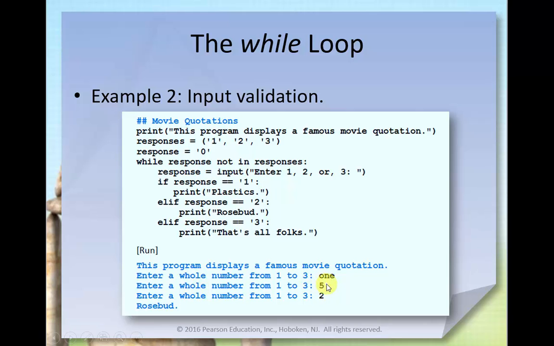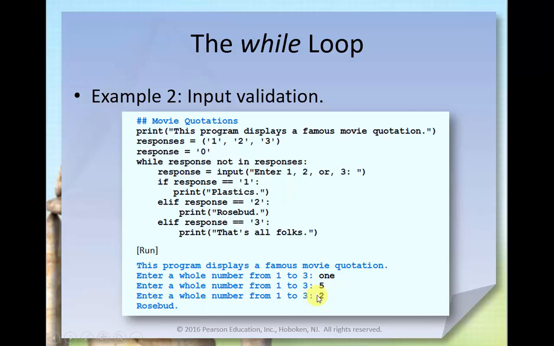Because if somebody puts in something a little funky, it's not what you were looking for, you just ask them to try again, basically. So this time we put in 5. 5 also is not one of the values up here in responses. So it falls out, doesn't do anything, and starts over again.